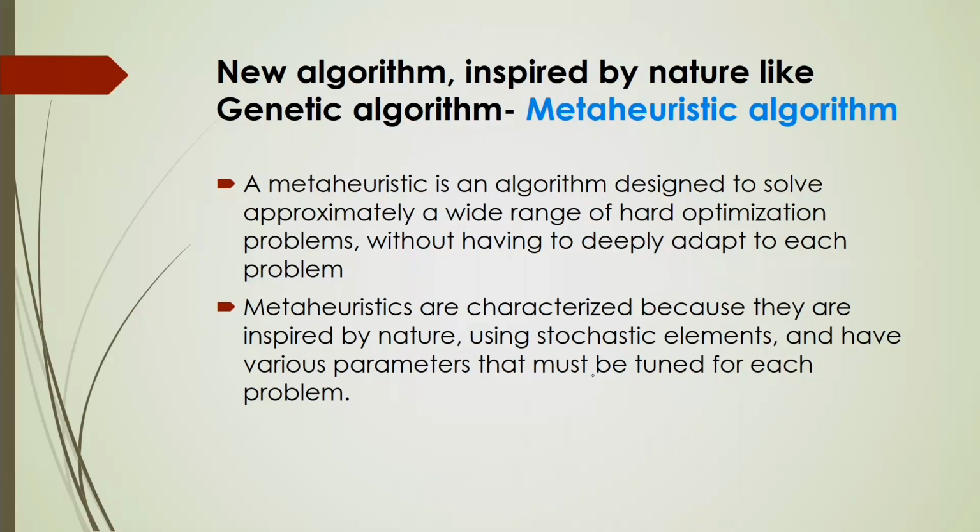Now, there are new algorithms inspired by nature, like the genetic algorithm. There are several other types under this. One important type is the metaheuristic algorithm. It is an algorithm designed to solve approximately a wide range of hard optimization problems without having to deeply adapt to the problem. This type of algorithm is characterized by being inspired by nature, using stochastic elements, and having various parameters that must be tuned for the problem.